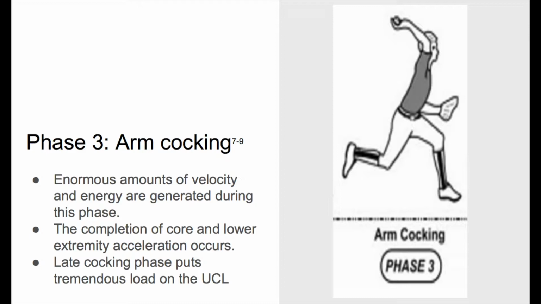Hand positioning in this phase has also been shown to put great strain on the elbow. If hand positioning is found under the ball or on the side of the ball, a great valgus strain is placed on the elbow.